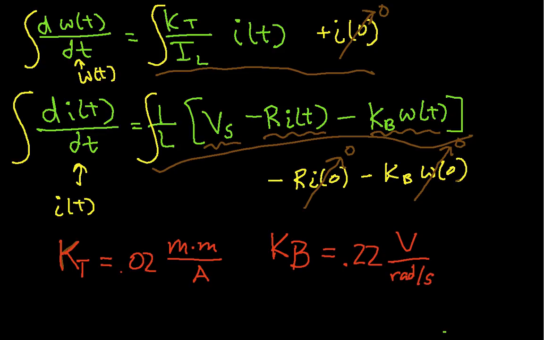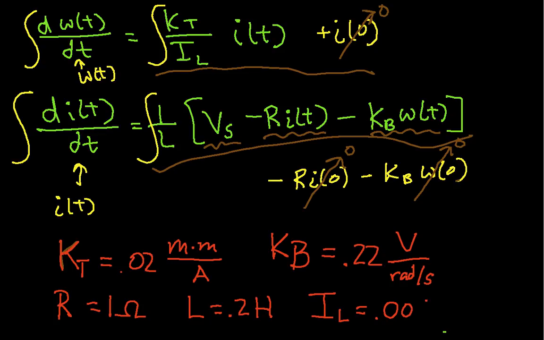We'll assume that the winding resistance R is 1 ohm. The inductance is 0.2 henries. And the moment of inertia of our load, I sub L, is 0.005 kilogram meter squared. So, not kilometers, kilogram meters.